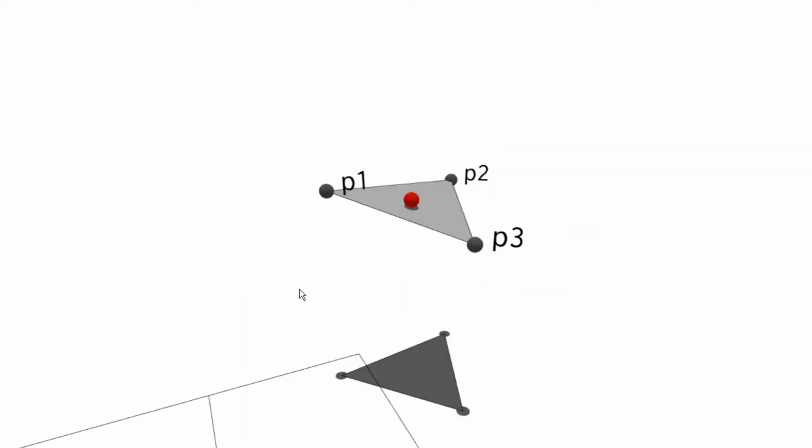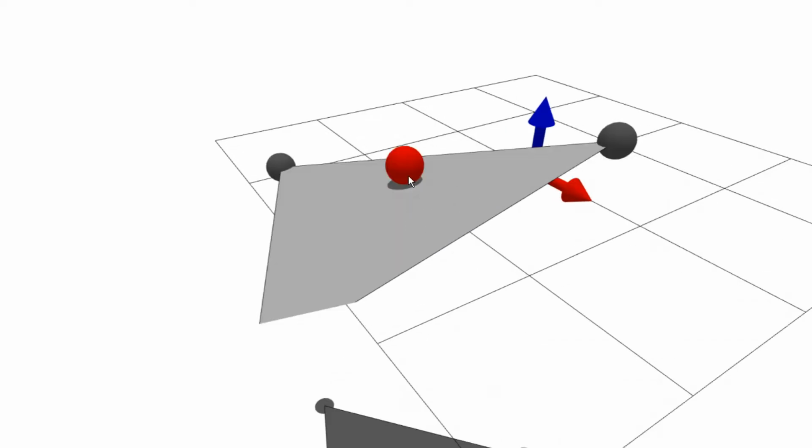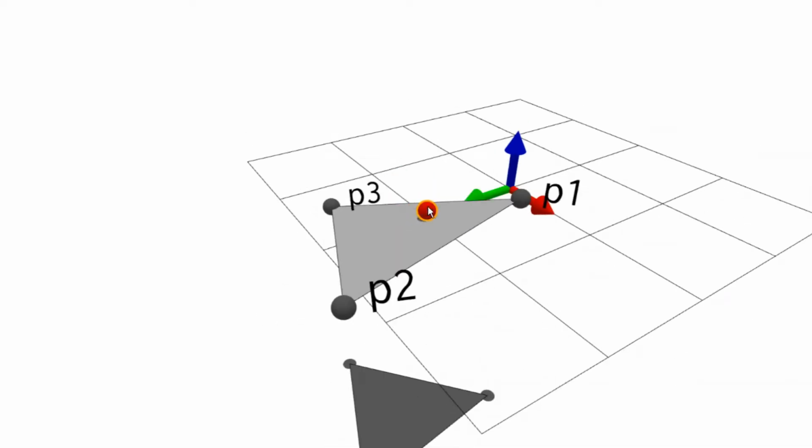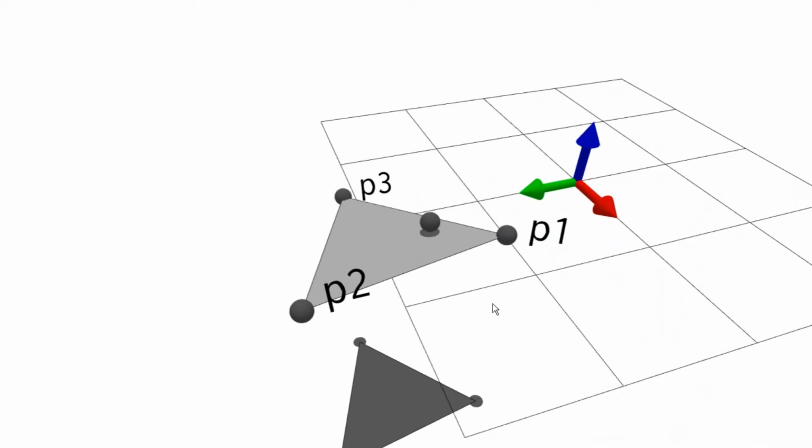In this video, I'm going to talk about detecting collision between a point and a triangular face in 3D. So we have this point and we want to detect when it's colliding with this triangular face. So we're going to talk about how to do that.